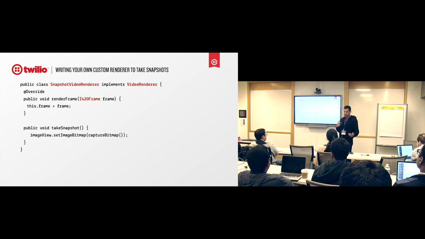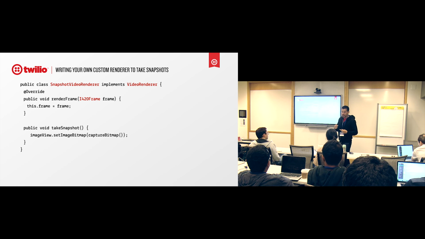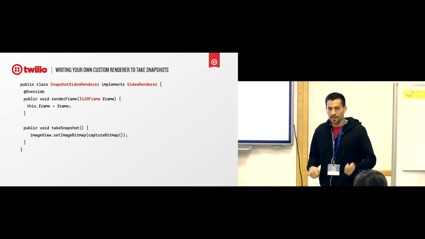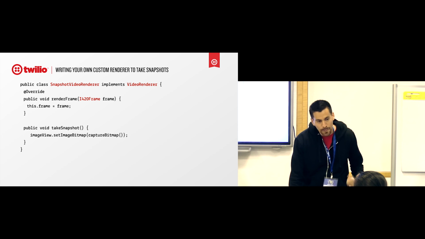As I mentioned, I called it the Snapshot video renderer, even though it's not really rendering anything. It's just periodically taking a frame. I've left out a lot of nuances, like if you keep references to frames, you're not necessarily freeing the memory, so there are a lot of things you have to keep track of. But the general idea is that you'll get frames, and if I hit this button, I'll call take snapshot. It'll take whatever frame is available at the time and put it into this image view.